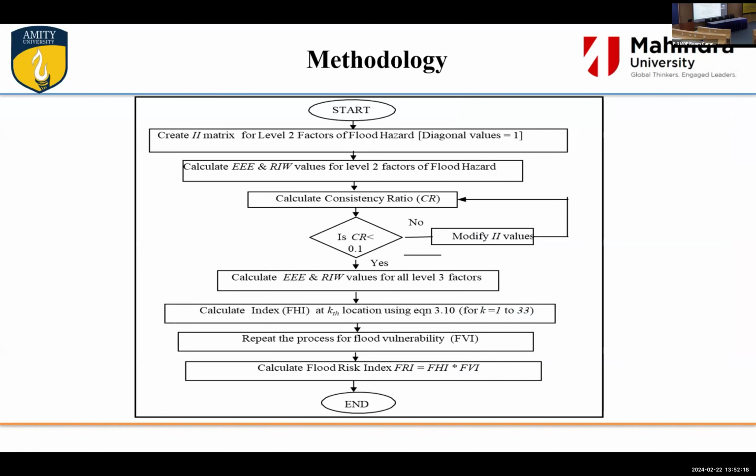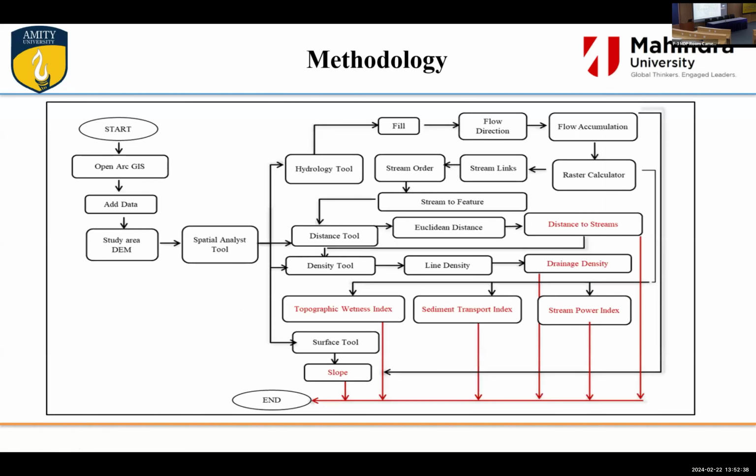Coming to the methodology, each parameter is further divided into 5 classes and each class is given a certain value, so that ultimately the AHP procedure can be carried out. Some of the parameters are extracted using the ArcGIS software, which has special tools, and all these tools are used, and ultimately the required parameters are considered. Here, the red ones are the required parameters.